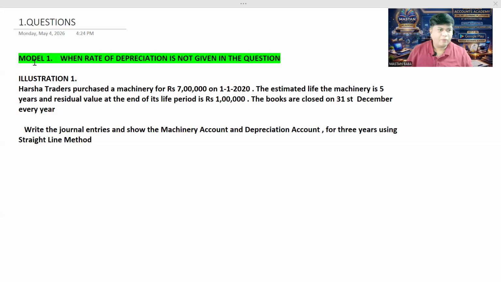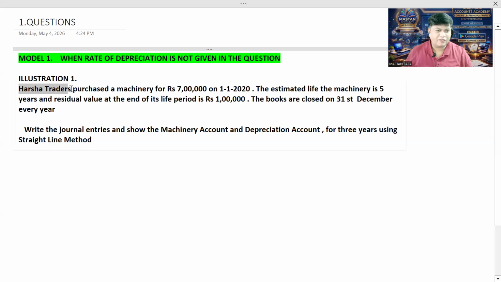So dear students, model 1, as I told you, is when the rate of depreciation is not given in the question. If you do not find any rate of depreciation like 10%, 12%, 15% in the question, in such a case you have to apply the same formula that we discussed. Now, first of all, go through the question here.